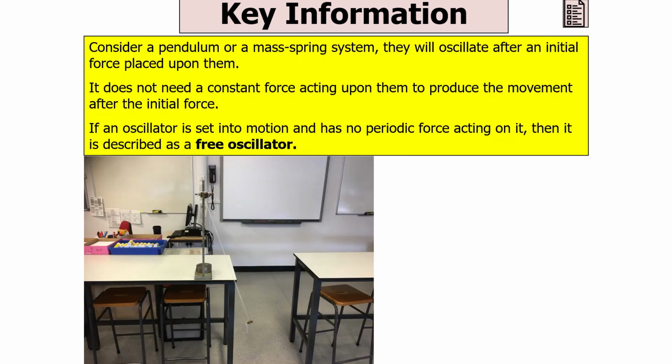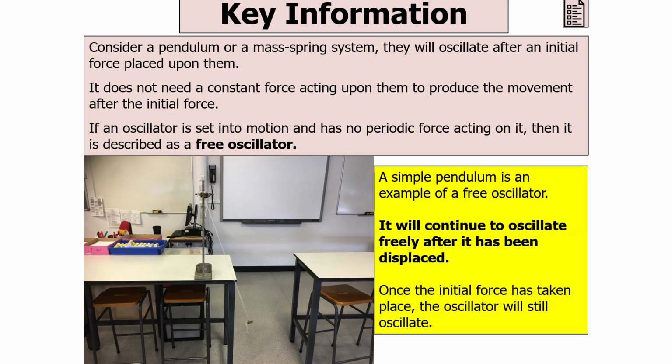Consider a pendulum or mass spring system. They will oscillate after an initial force is placed upon them. They do not need a constant force acting upon them to produce the movement after the initial force. If an oscillator is set into motion and has no periodic force acting on it, then it is described as a free oscillator. A simple pendulum is an example of a free oscillator. It will continue to oscillate freely after it has been displaced. So once the initial force has been applied, the oscillator will still oscillate.